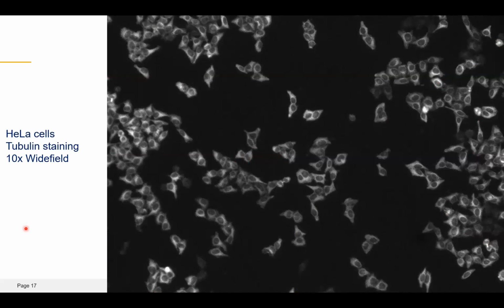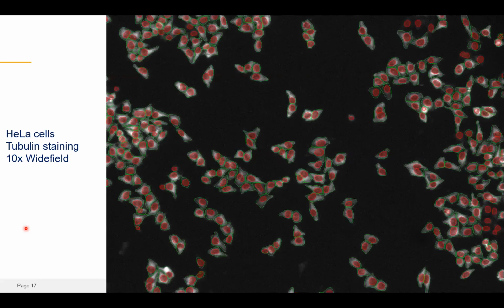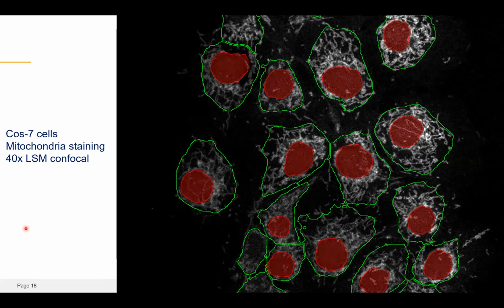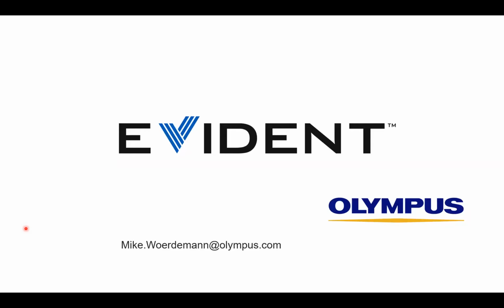HeLa cells with tubulin staining, we saw that example before, and now here is shown that the nuclei and the envelope of the cells are reliably detected. I think this is the last example, COS7 cells with the mitochondria staining now in 40x confocal acquisition. And also here we see the successful segmentation of the cells and the nuclei.